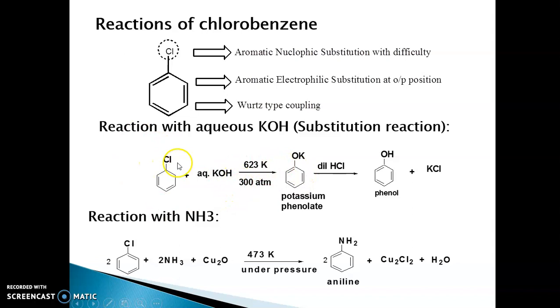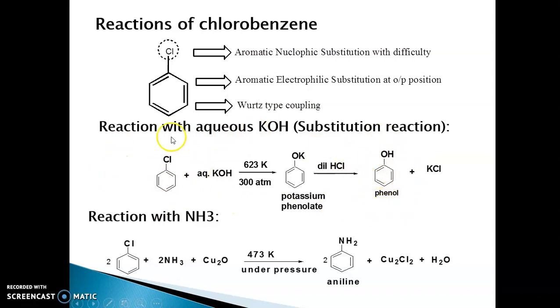This Cl atom is first of all replaced to form the potassium phenolate compound. This is a potassium salt of phenol, potassium phenoxide we can say. And this compound on acidic hydrolysis with dilute HCl gives phenol. In this way, chlorobenzene on reaction with aqueous KOH gives the corresponding phenol in two steps.